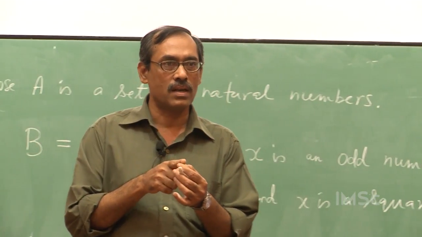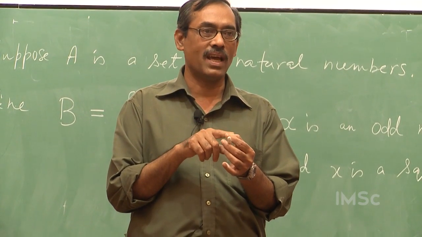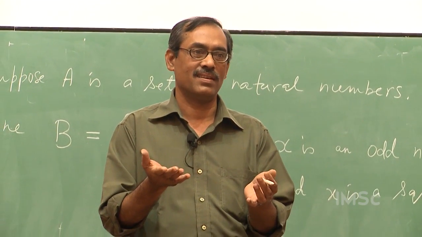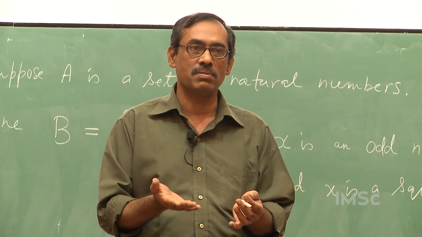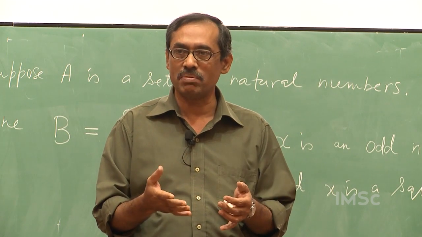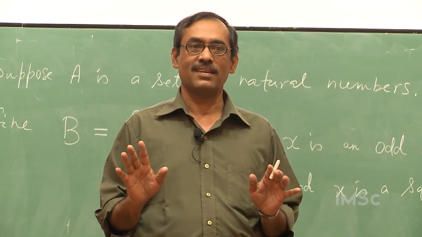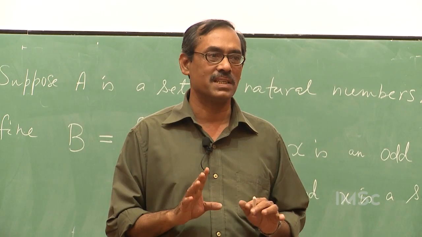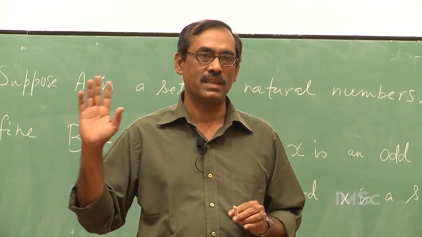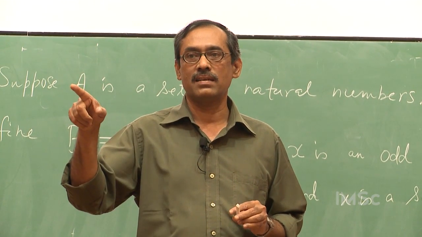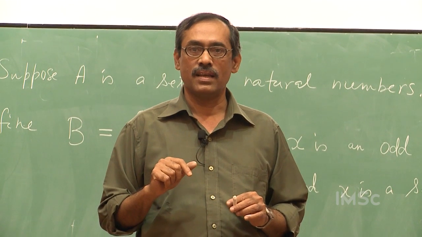Is 2 an odd number? No. Is 2 a square? I don't have to check now, right? Because both the conditions have to be satisfied. If one of them is not satisfied, then it is gone. Both cannot be satisfied. So I leave like that up to 8. Then I take 9. Okay?